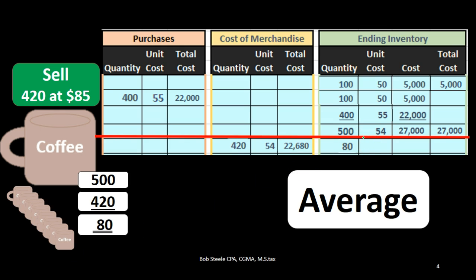What will be left over? We had 500 units. We sold 420. We're left with 80 units, again, at the average cost of 54, leaving us with 4,320 in ending inventory. This would be the cost of goods sold in this case that we sold. If we sold those 420 units, this would be the dollar amount that would be left over in ending inventory.